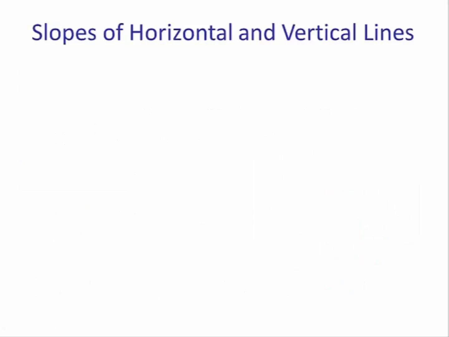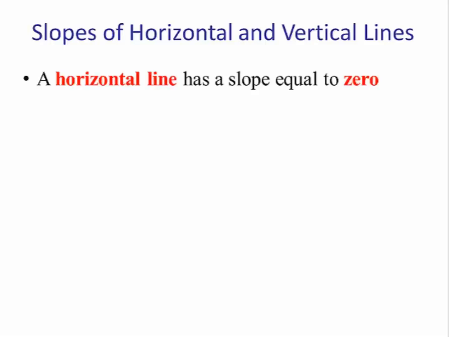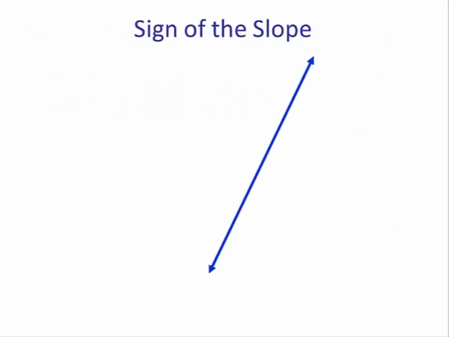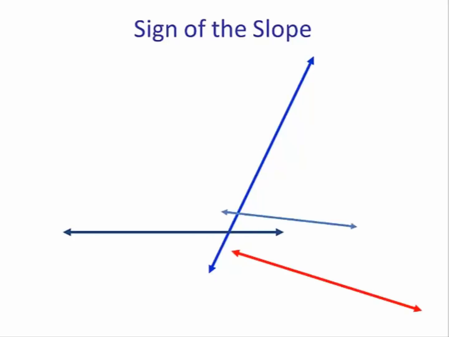Slopes of horizontal and vertical lines. A horizontal line has a slope equal to 0. A vertical line has an undefined slope. Sign of the slope. Here we have a series of different lines.